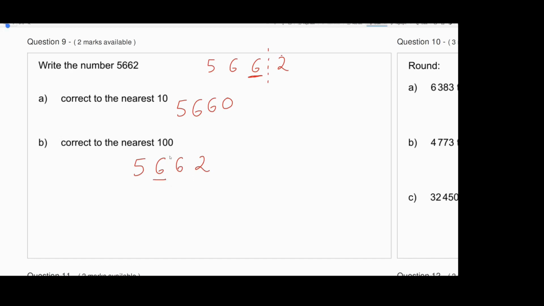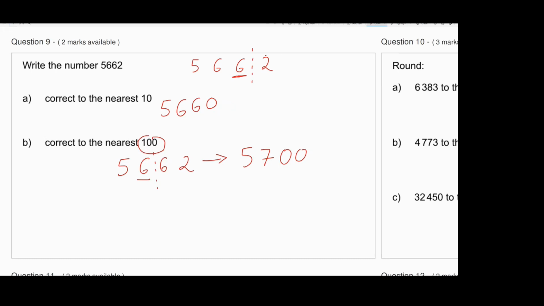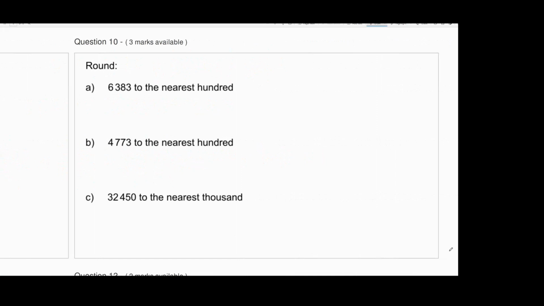So we underline that, dotted line. And we end up with 5,700. Okay? So it's all about, if you round to the nearest 100, you underline the number in the hundreds column. And then obviously here we're looking at rounding to the nearest 100 or 1,000. So the same thing, nearest 100, underline the number in the hundreds. So for the first one, we would get 6,400.